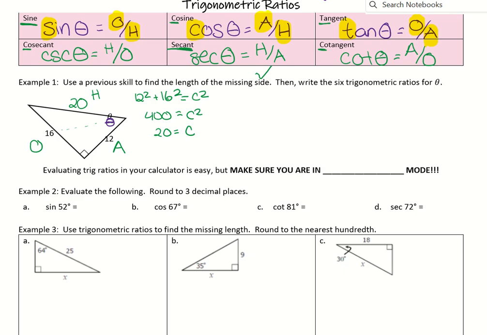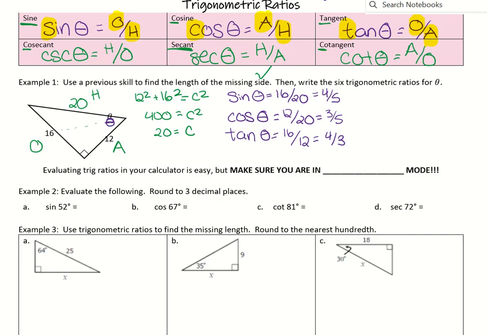So what we're going to do is write our 6 trig ratios. And instead of writing the letters O and H, we're literally going to write 16 and 20, because those are the values for O and H. So let's start that now. So sine of theta is 16 over 20. Cosine of theta, that's A over H, so A over H is 12 over 20. And then tangent of theta is O over A, so 16 over 12. Now these can be reduced a little bit. We can reduce this to 4 over 5. We can reduce this to 3 over 5. And we can reduce this to 4 over 3. But those are the first 3 trig ratios.